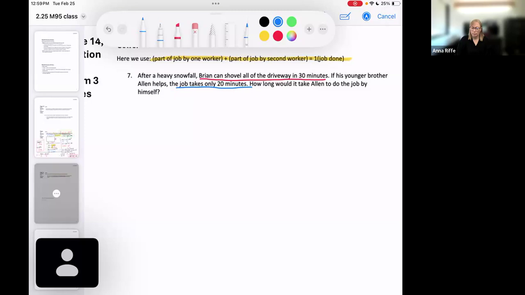And we want to ask the question, how long... So this is the key. This is what we might use as maybe our variable. Call that X. That's the part where we want to know. How long will it take Alan to do the job by himself? So we want Alan's time.